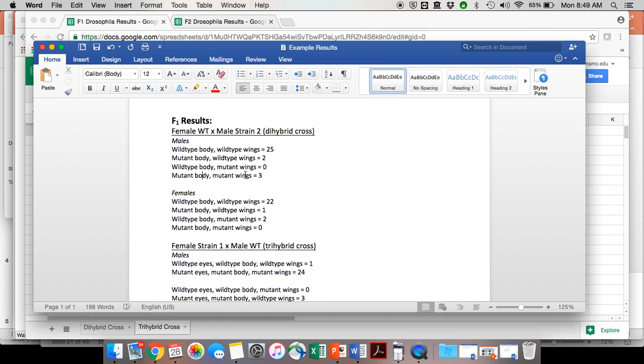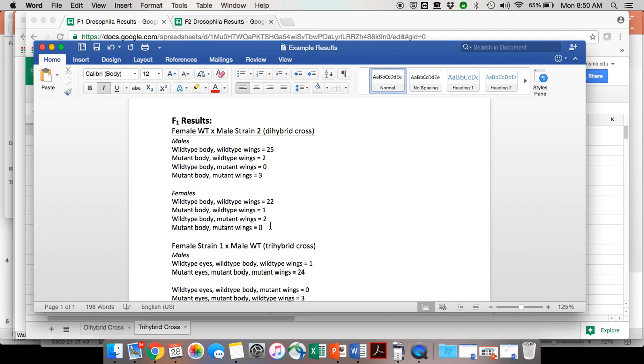Now keep in mind, this is not actual data. I'm just putting in numbers here. Your data may look completely different, and that's fine. I'm just showing you how I would format your data to put it into the spreadsheet. Also, females, same thing: 22 wild type body color, wild type wing size, and so on. I think you'll find it helpful to format your data in this way from your lab notebook before you put it into the spreadsheet.